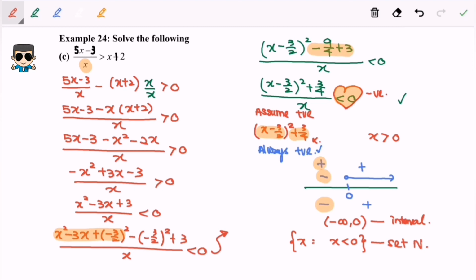So as a conclusion, step number 1, I'm transferring the terms from the right hand side to the left so that the right hand side becomes 0. Followed by equate the denominator, then expand and simplify, then completing the square, or we can say factorize, then determine the sign, and then assume positive. With the help of a number line, finally we can have our answer.